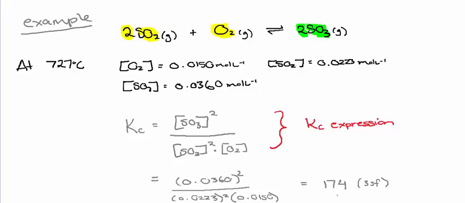And we end up with an equilibrium constant of 174. We can tell by that, that's a relatively large equilibrium constant. So that means that the reaction is towards the right. We're going to have a relatively high yield of our product. So we're going to have a greater amount of product than reactants at equilibrium.